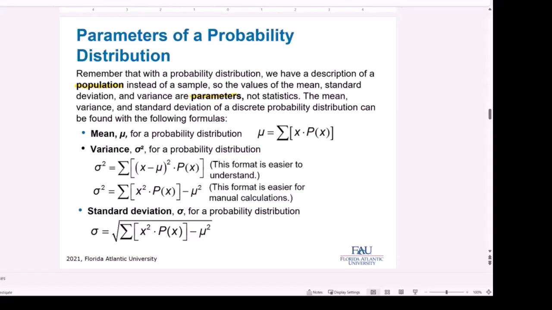The mean, we take our x value and multiply by p of x. For the variance, which is the same as the standard deviation squared, we take our x value minus our mean, we square it and then multiply that by the probability. And these are really the same. We're not going to do manual calculations, so nothing to worry about. And once we find our variance, our standard deviation is just going to be the square root of that.